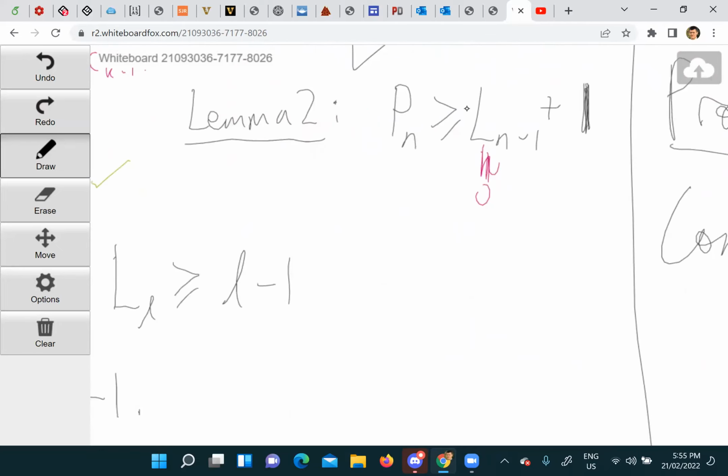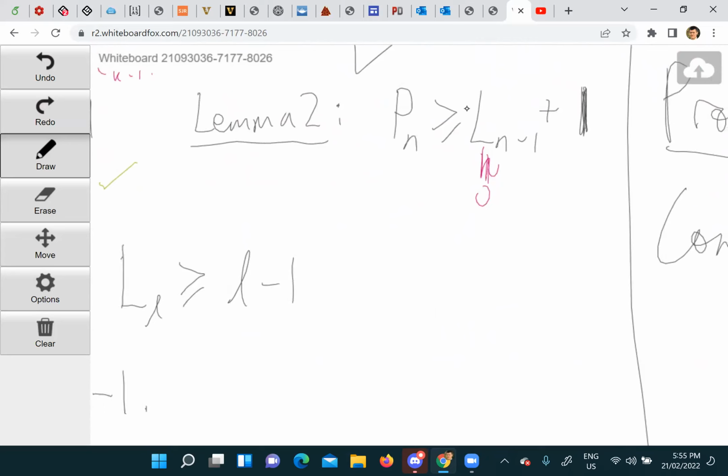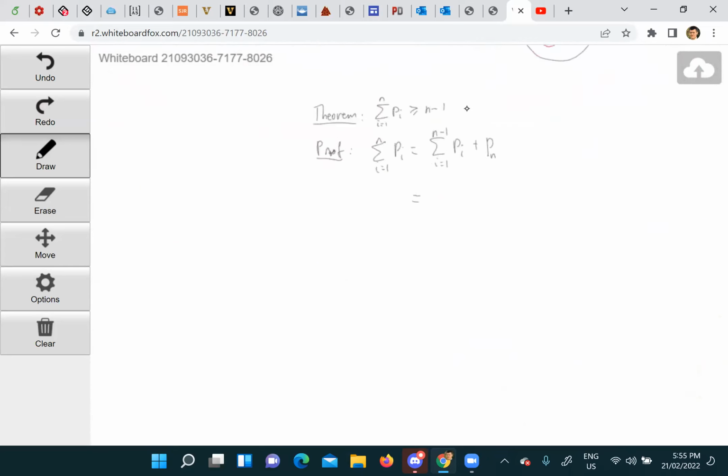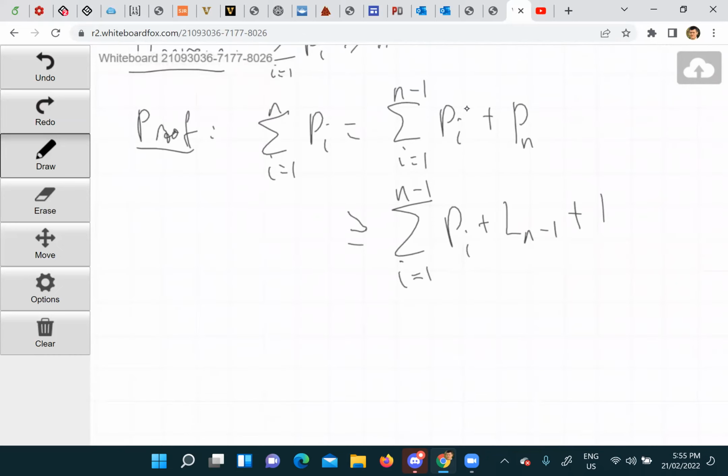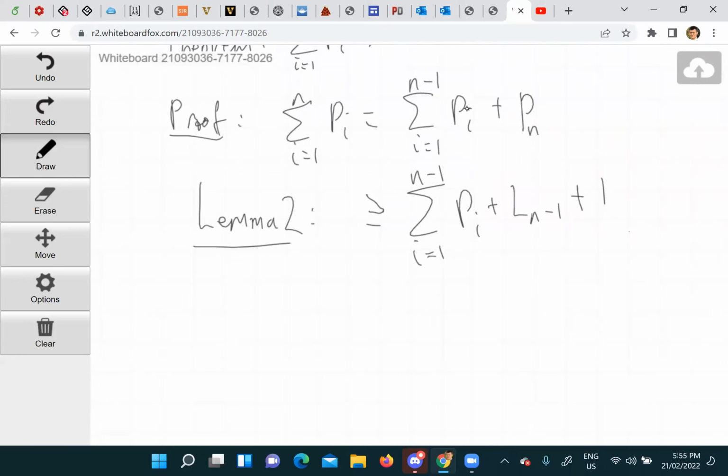Okay, so remember this. Lemma 2 was Pn is greater than or equal to L(n minus 1) plus 1, right? So here Pn is greater than or equal to L(n minus 1) plus 1. See this? So this here is lemma 2. Actually, this might make sense if you have the whiteboard link and the recording, yeah?